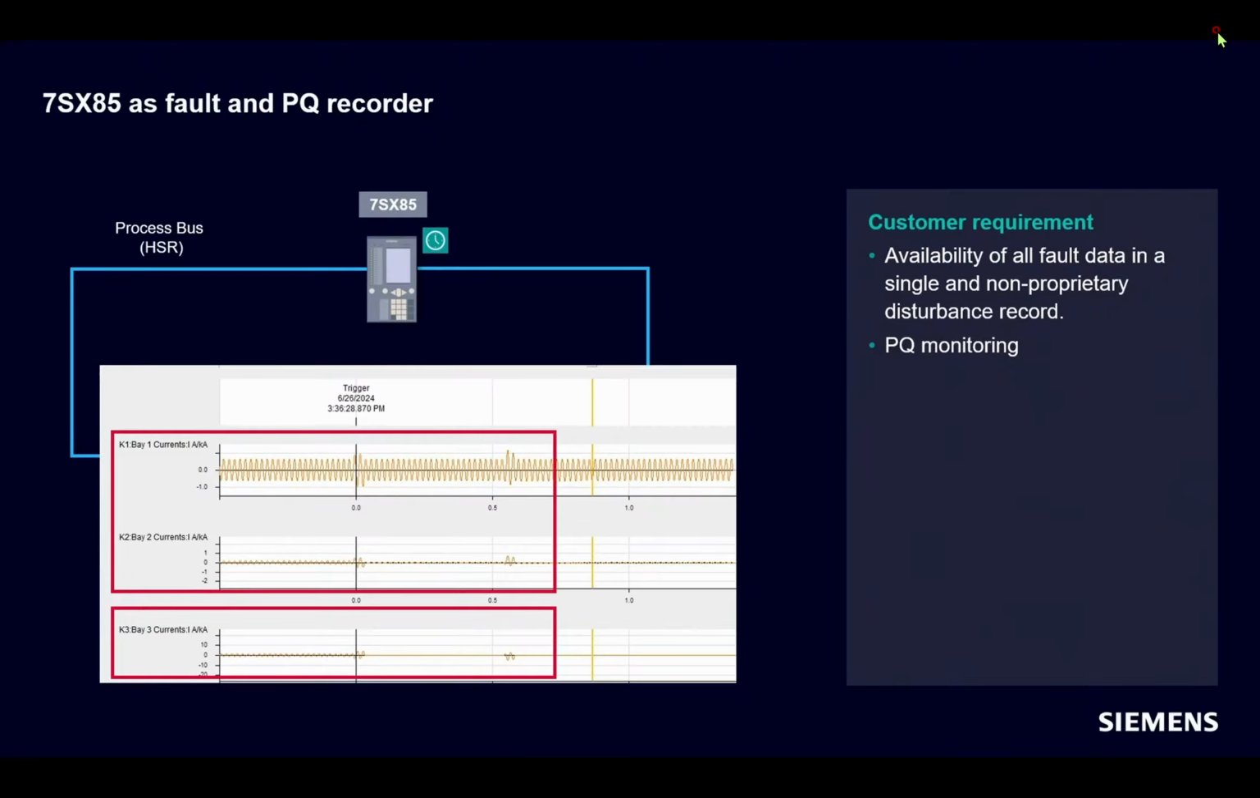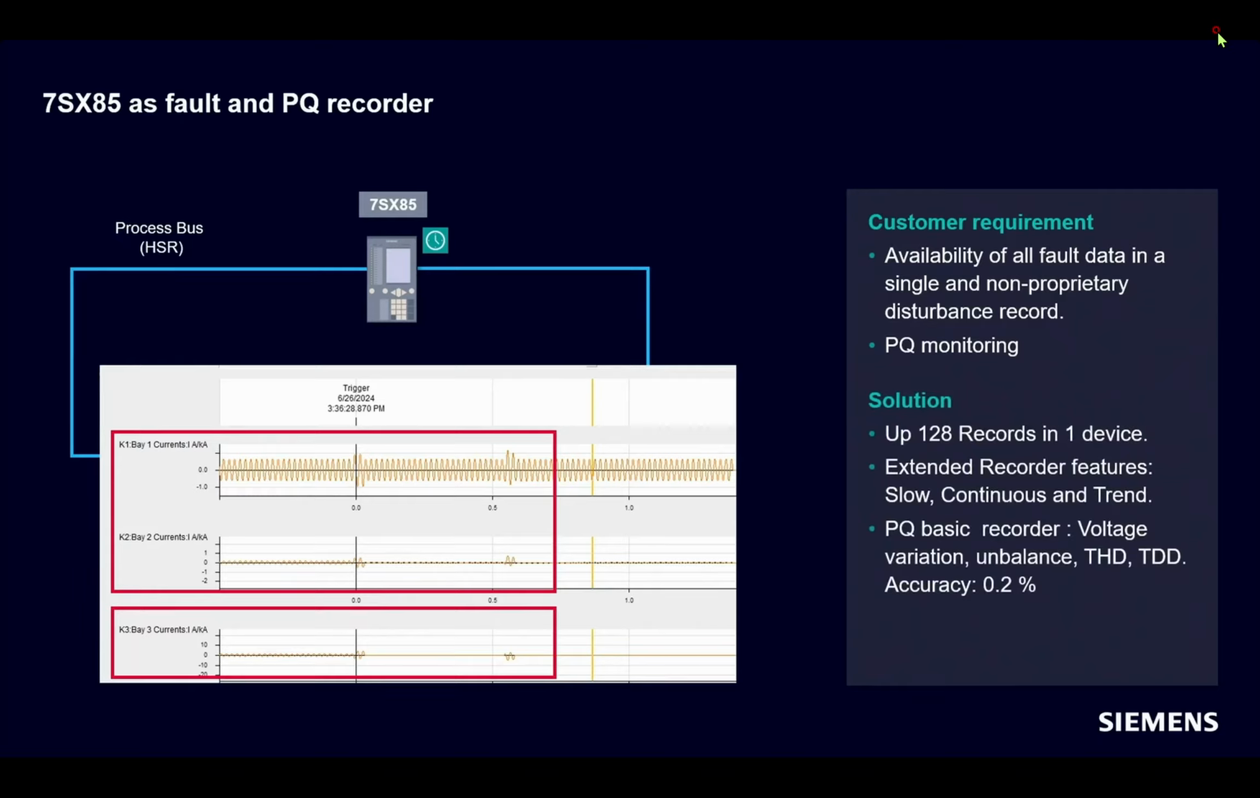As can be seen here in the screenshot, channel K1 measures the current of the faulty bay, and the other 2 channels have the information from the other bays. Here is how the solution in Siemens looks.